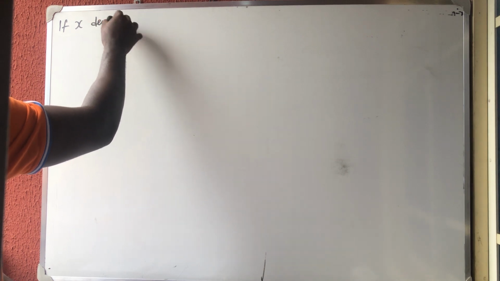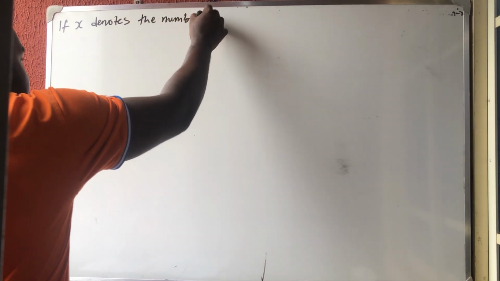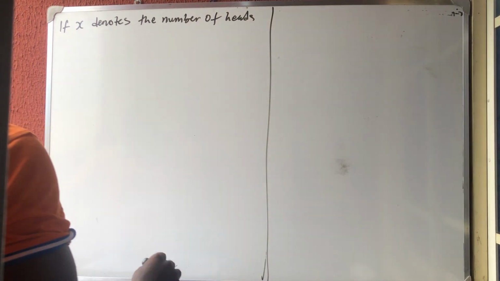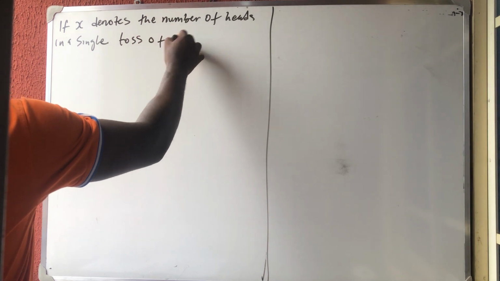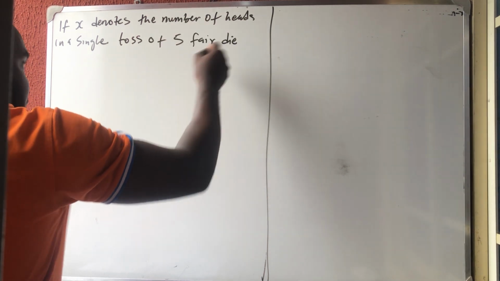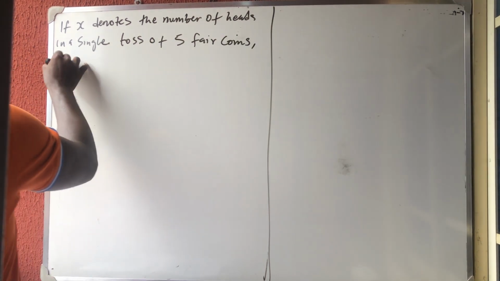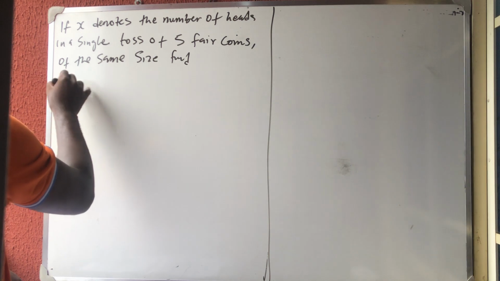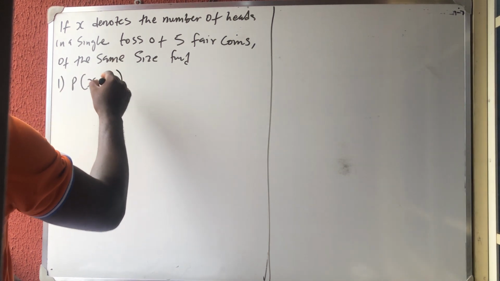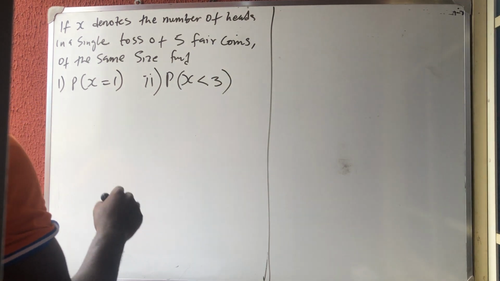Okay, this one said if x denotes the number of heads in a single toss of 5 fair coins of the same size, find one, the probability of x being equal to 1, two, the probability of x being less than 3. Solution.